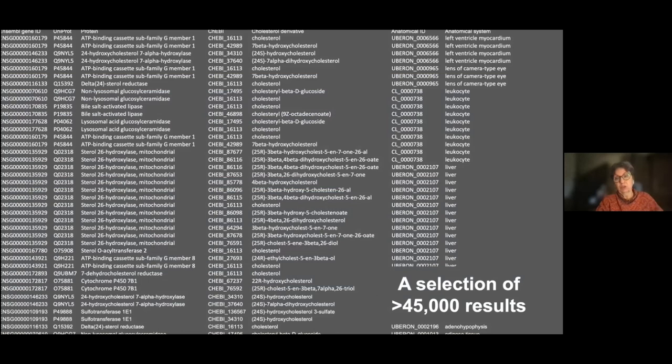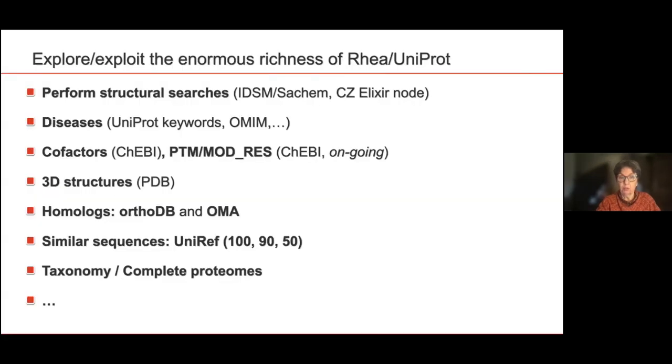So here is an export of the result, and from this query we can get a selection of more than 45,000 results, and for each human enzyme we can have the location of the chemical entities, the sterol derivatives, and their location in leukocyte, liver, or whatever we have. So this is a really, really powerful tool. I will stop showing you examples, just to give you the flavor, but you can explore and exploit the enormous richness of UniProt with this kind of query.